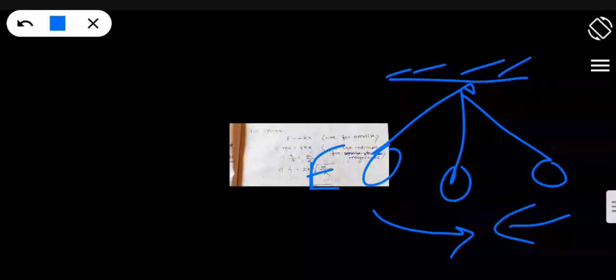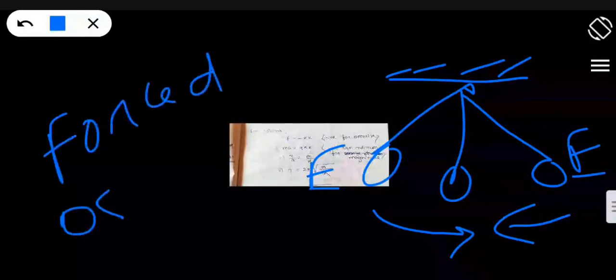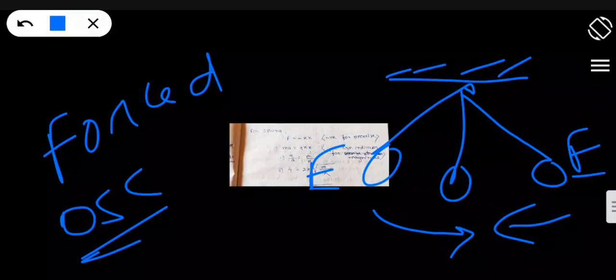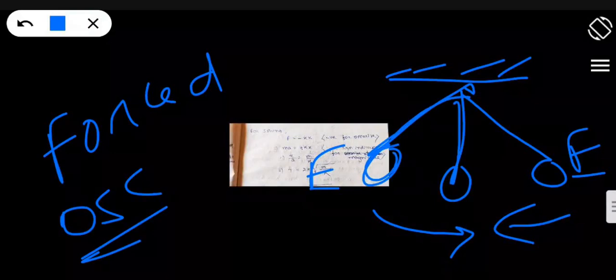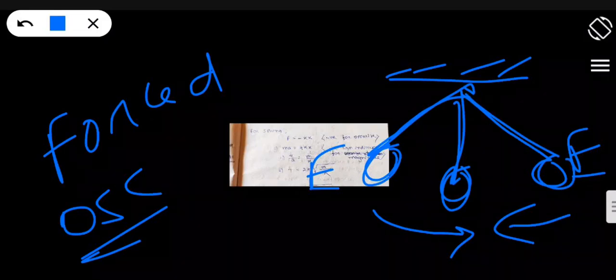Here he is not leaving the force; he is continuously applying the force from both the extreme ends. If the force is not withdrawn, that is known as forced oscillation, where he is continuously applying the force to keep the oscillation as it is, meaning there should not be any slowdown of the oscillation, right?